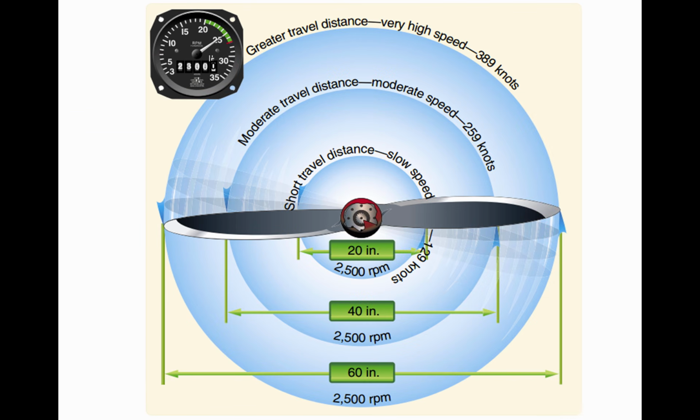The reason for the twist is to produce uniform lift from the hub to the tip. As the blade rotates, there is a difference in the actual speed of the various portions of the blade.